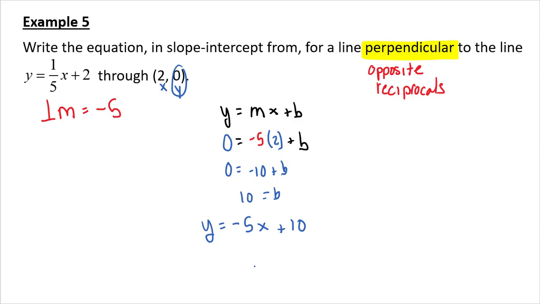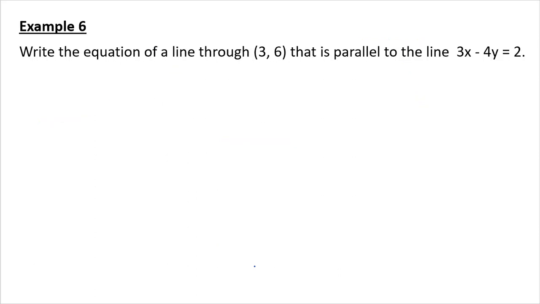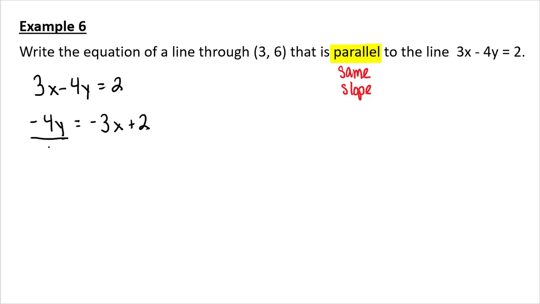Okay, next example. Write the equation of the line through that point that is parallel to that line. Okay, so parallel. That means that we need to find a line that has the same slope. Okay, so I need a line that is the same slope as that line. Now notice that line is not in slope-intercept form. Okay, I need to put this in slope-intercept form. So I need to solve for the variable y. I subtract the 3x term from both sides. I divide by -4.